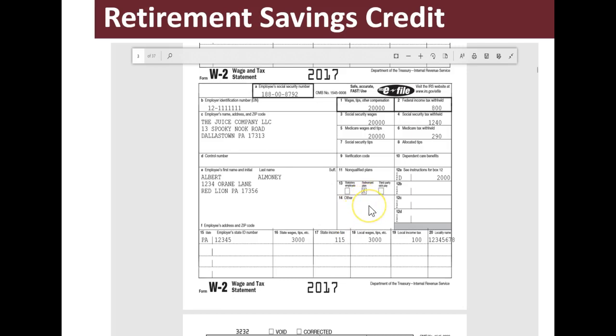Nothing in Box 14. So this entry, and we'll show that in a minute in TaxSlayer, will automatically generate the Form 8880. Again, we talked about if it's in Box 14, we'll look at that in a moment here.